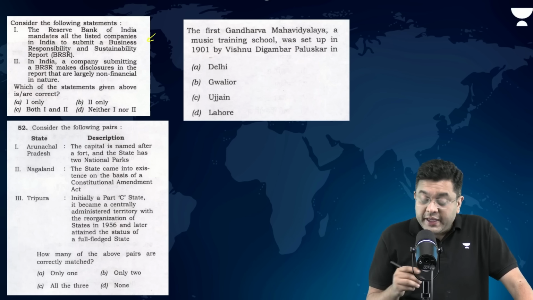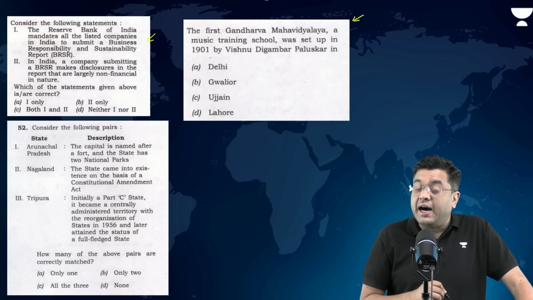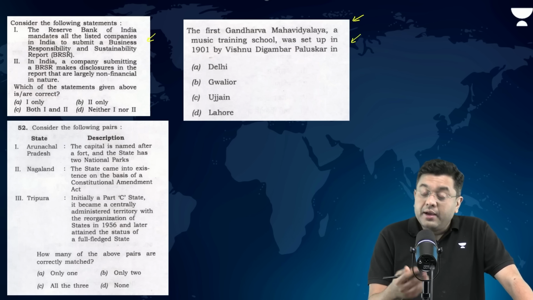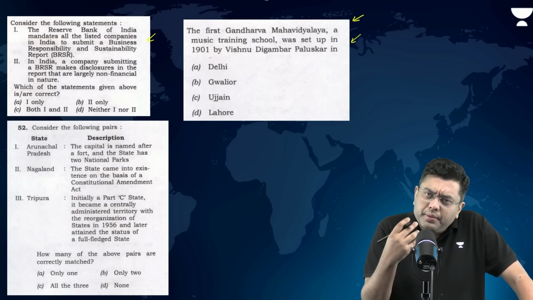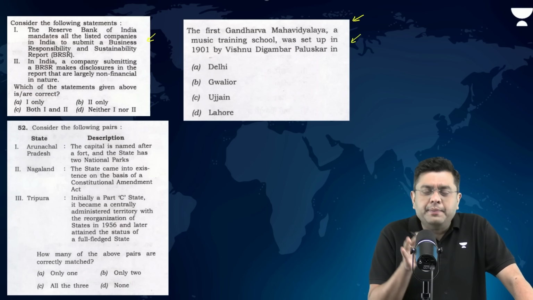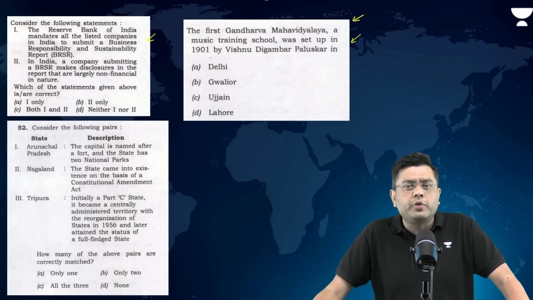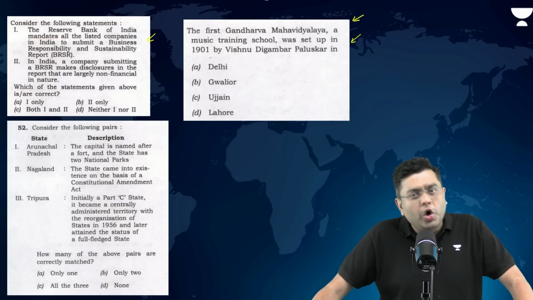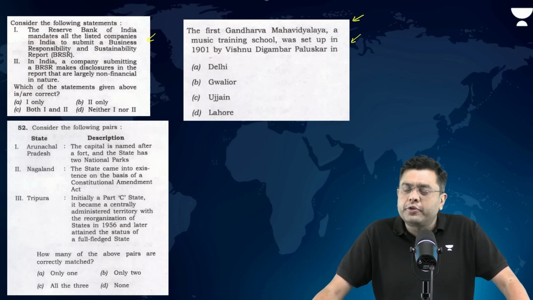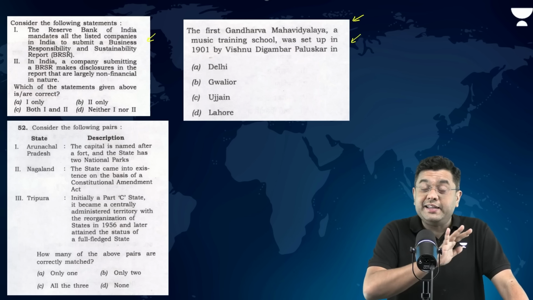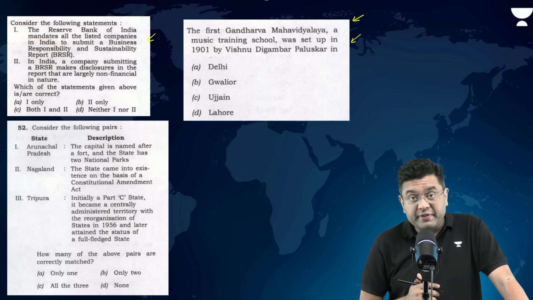In history, the first Gandharva Mahavidyalaya, a music training school, was set up in 1901. Where? Now, there is very little probability that you would have come across this question in the normal standard textbooks. If anybody is telling you that they knew this question from before, either they are lying or they have studied such random books that they won't be able to get the concepts correct. So don't get misled by these questions. Don't chase these questions either in test series or while analyzing PYQs.